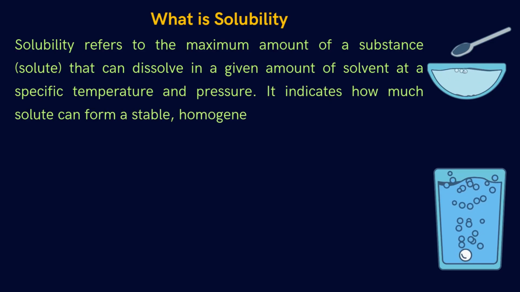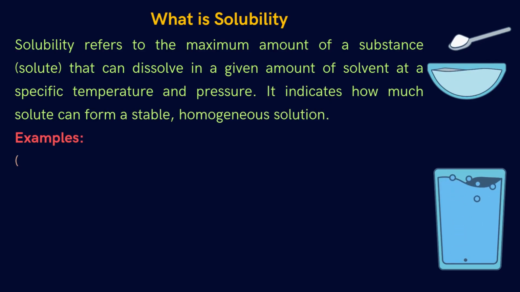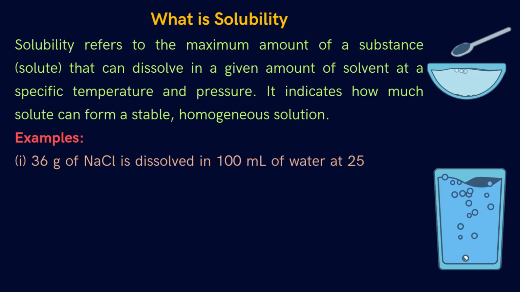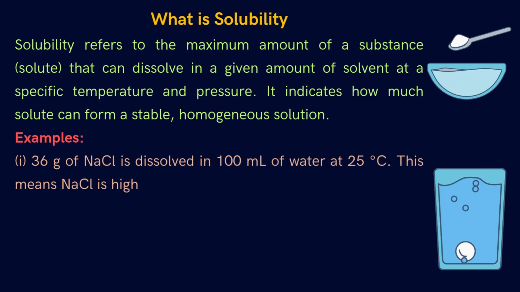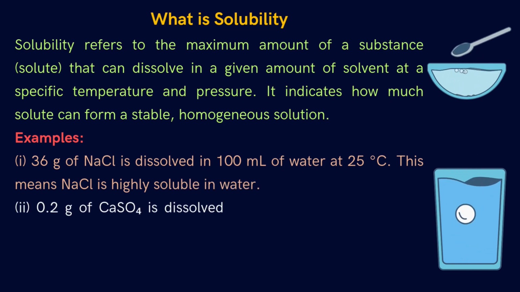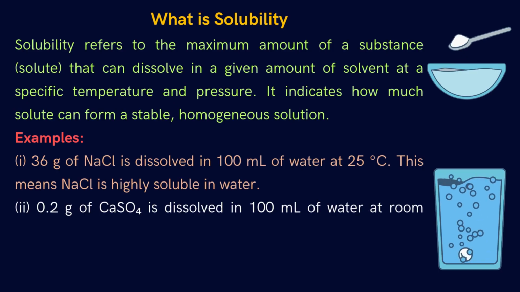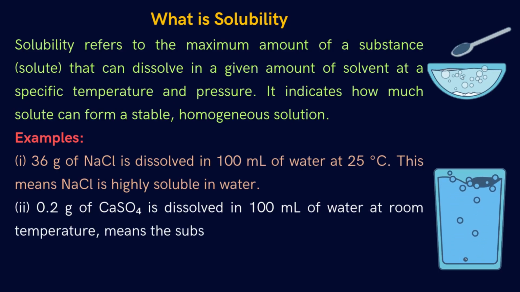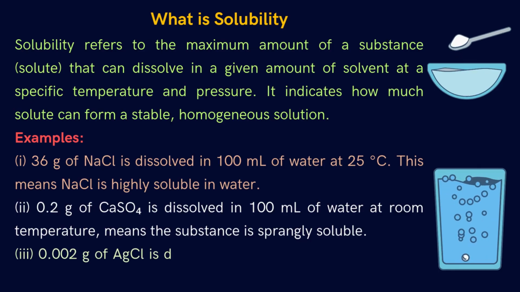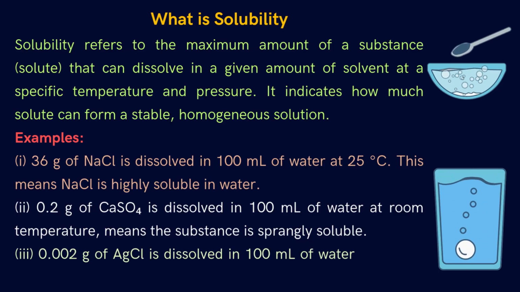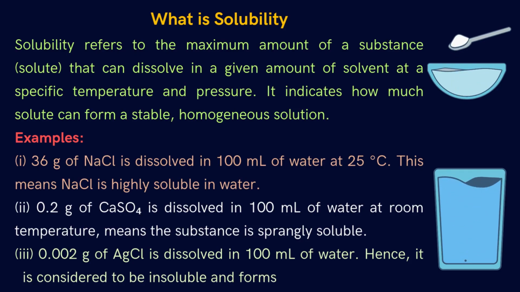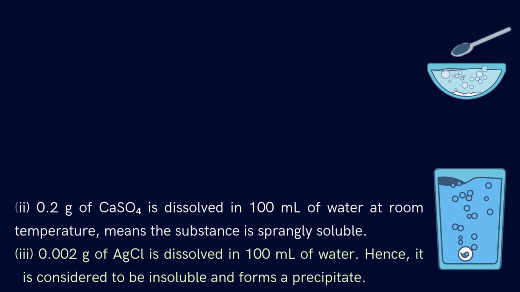First one is, 36 gram of NaCl is dissolved in 100 gram of water at 25 centigrade. This means NaCl is highly soluble in water. Second one is, 0.2 gram CaSO4 is dissolved in 100 milliliter of water at room temperature, means the substance is sparingly soluble. Third one is, 0.0002 gram of AgCl is dissolved in 100 milliliter of water. Hence, it is considered to be insoluble and forms a precipitate.